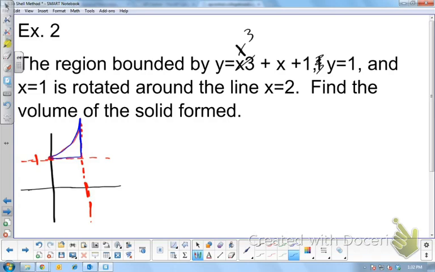That's our shape. But now we're rotating that shape around the line x equals 2. This is our axis of revolution. It's x equals 2. So we still need to do the general idea of, let's find a random partition. Here's a random partition.